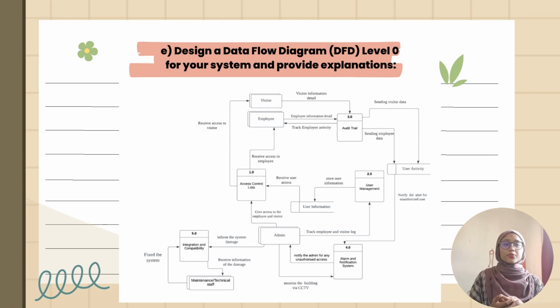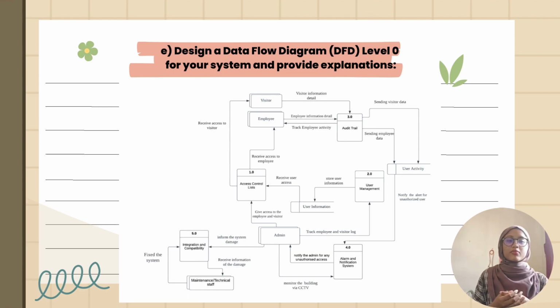The system uses two data stores, user activity and user information. The user activity contains all activity access logs, user profiles, security alerts, user activity reports, and system configuration data from the audit trail process that is sending the employee data and visitor data. Then the user activity will send the alert notification for unauthorized users to the alarm notification system process. Next is the user information store.